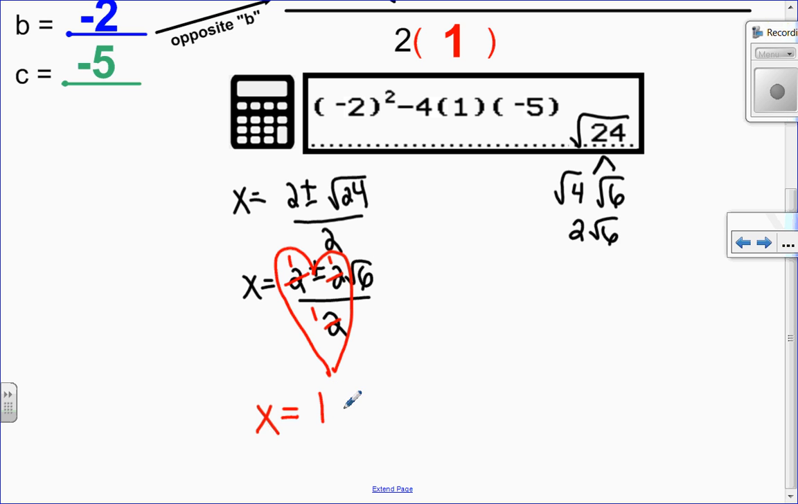So I end up having 1 plus or minus 1 root 6 all over 1. You can leave it like that, but I think a better way of writing it would just be 1 plus or minus root 6. And you can see there are 2 answers, 1 plus root 6, 1 minus root 6, but I can leave them combined together because it is a root.